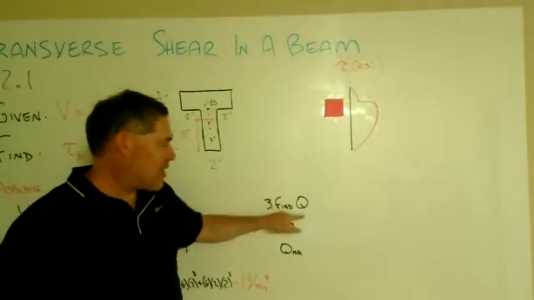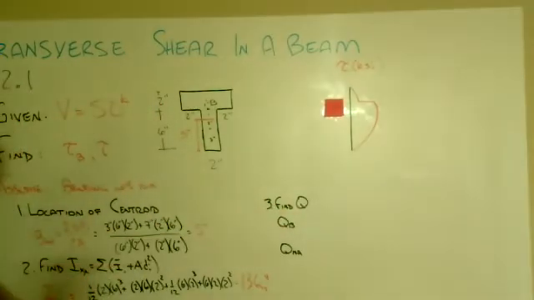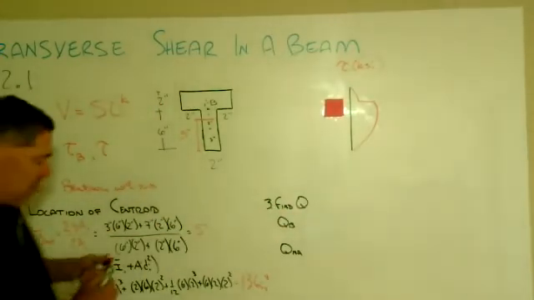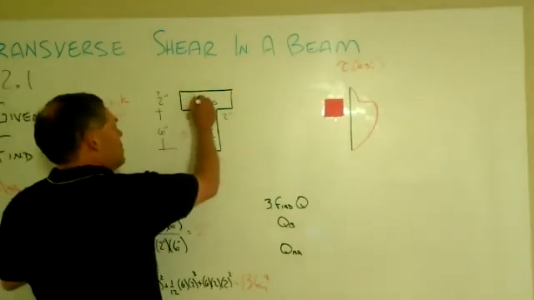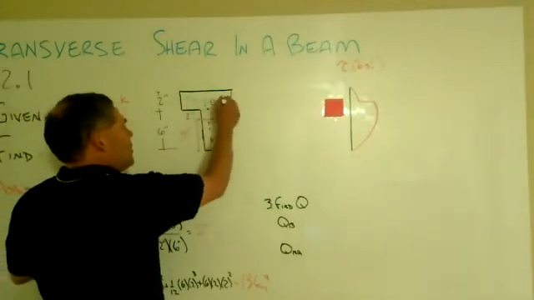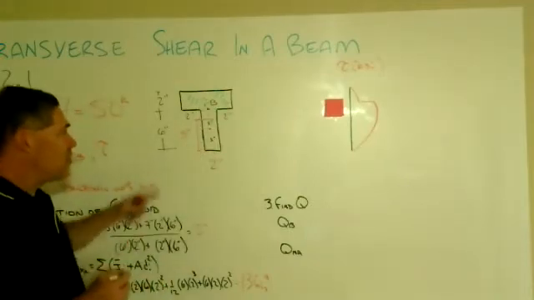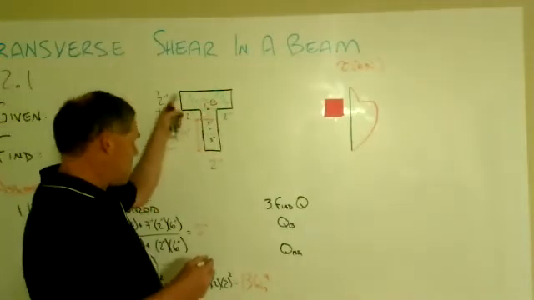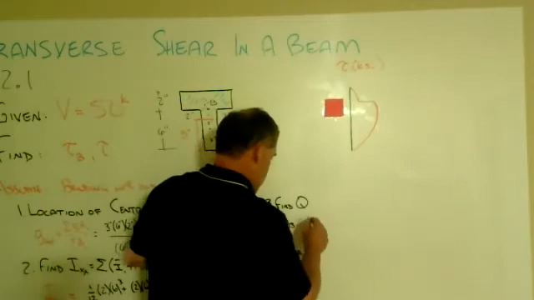So let's go find the capital Q that goes in that calculation. That will be this upper portion here. There's your capital Q. It is 6 inches wide by 2 inches high.